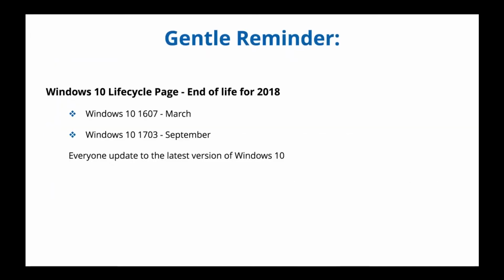We had this slide in the last Patch Tuesday update, and we have it again as a gentle reminder from us. On the Windows 10 lifecycle page, Windows has announced end of life for a few versions of Windows 10 OS. Version 1607 will hit end of life by the end of March. Windows 10 version 1703 will hit end of life by September. You are requested to update to the latest version of Windows 10 to avoid any type of vulnerability attacks.